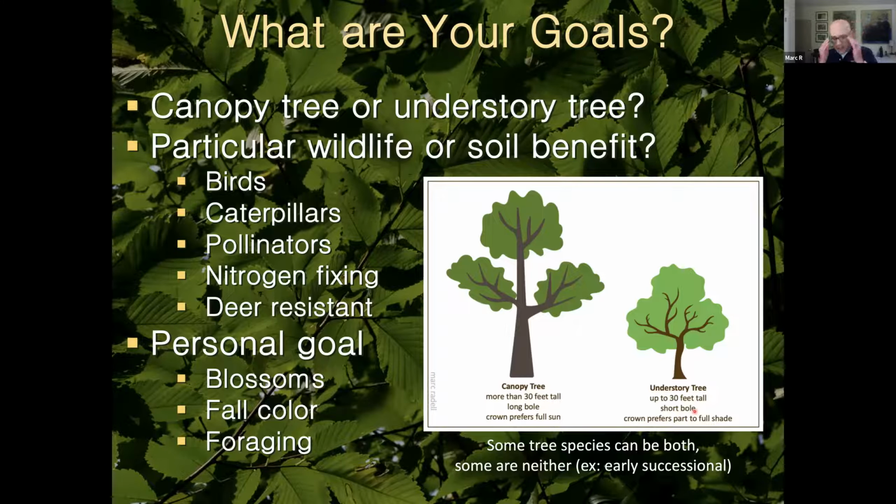And in that list, identify trees that are designated as understory trees. Some tree species can be both, like sugar maples, which can grow both as understory or as canopy trees, and some are neither, like particularly early successional trees, like some of the cherries. Some of those short-lived trees aren't designed to live long because the taller trees are going to come in and shade them out someday. So a lot of the early successional trees are short-lived. So are you looking for some particular wildlife or soil benefit? Do you have a personal goal, like you want blossoms, particular fall colors, or are you a forager? Do you want to be able to harvest stuff from them?